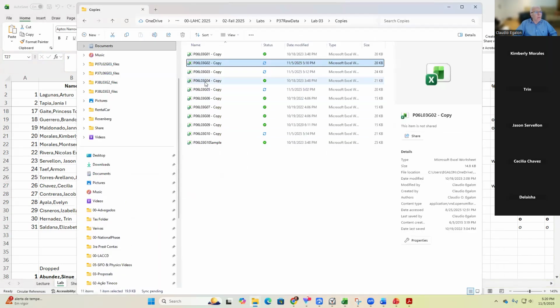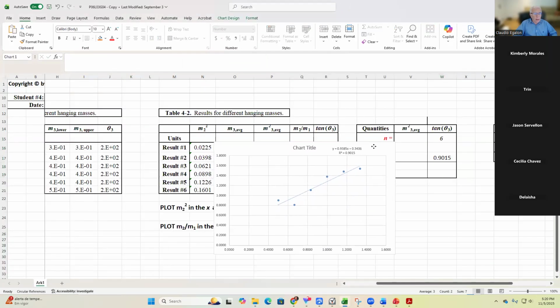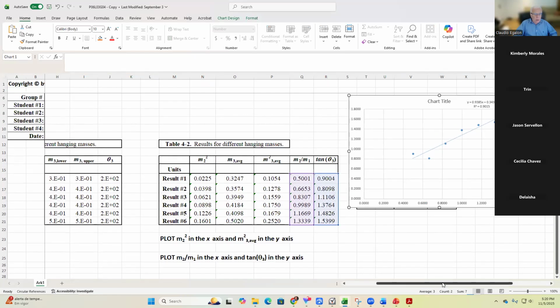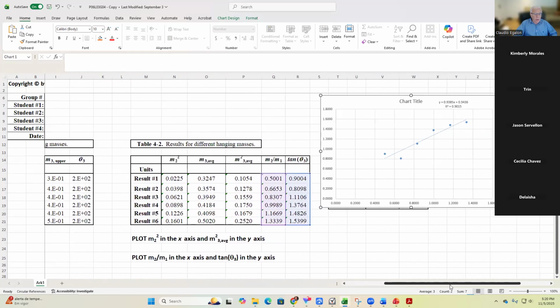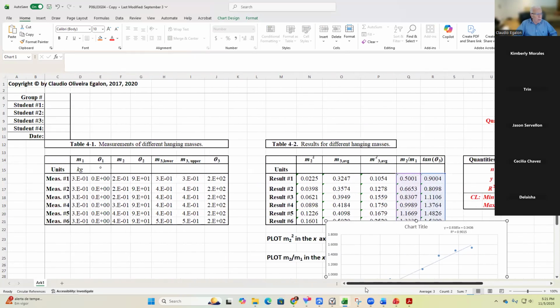Copies. Group number 4 right in here. Okay, and here you go. Which chart are you talking about? First chart or the second one? The first chart. Okay. Sorry, do I need to get out of it? I don't know.